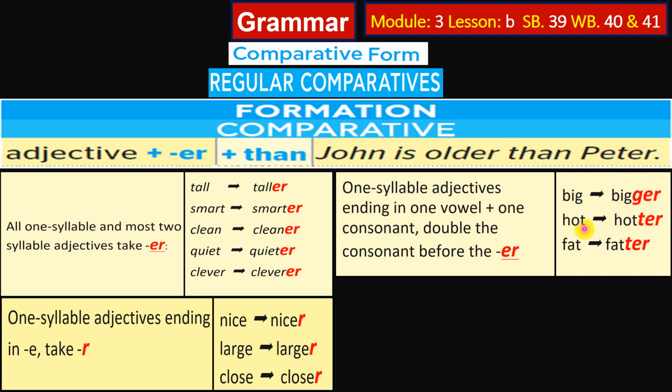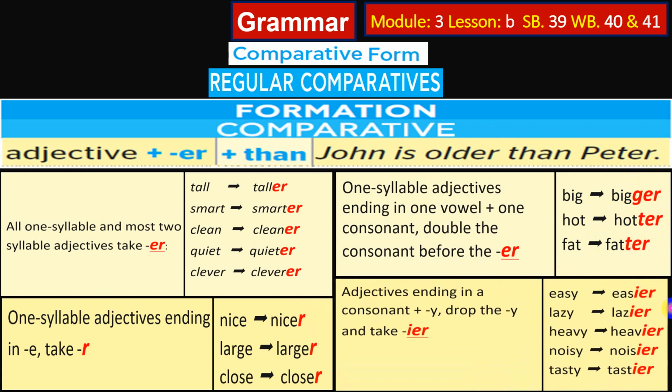Have a look at this one. Hot, hotter, fast, and faster. So we double the last consonant. Move on to the adjectives ending in a consonant and y. So we drop the y and add what?